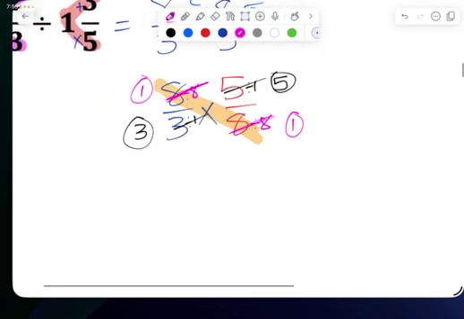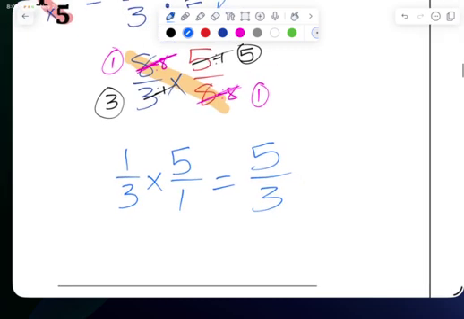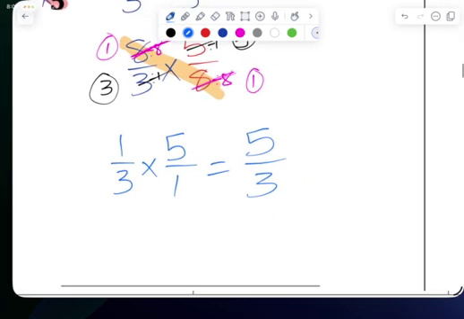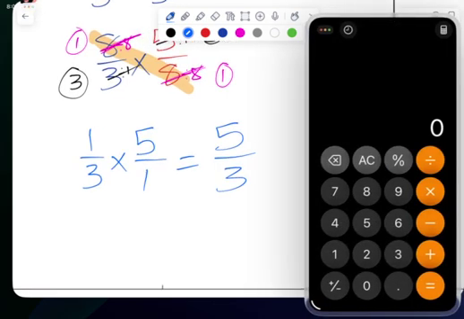All right, next up, we rewrite. 1 over 3 times 5 over 1 equals 5 over 3. We're not quite done. You have a couple of options. If you just know how to change this into a mixed number, great. And if you can't remember, we're going to put it in our calculator. 5 divided by 3 equals.